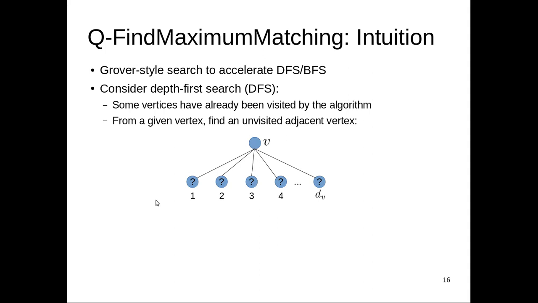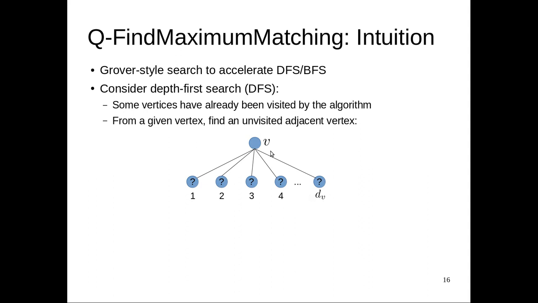To give you some intuition for how this quantum find-max matching works, essentially we use Grover-style search to accelerate DFS and BFS. So let's consider DFS, for example. We have a DFS where some of the vertices in the graph have already been visited by the algorithm. From a given vertex, we want to find an unvisited adjacent vertex. So we have a vertex V, it has a series of adjacent vertices, all the way up to DV, which represents the degree of V.